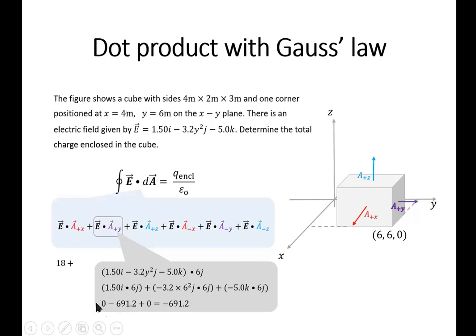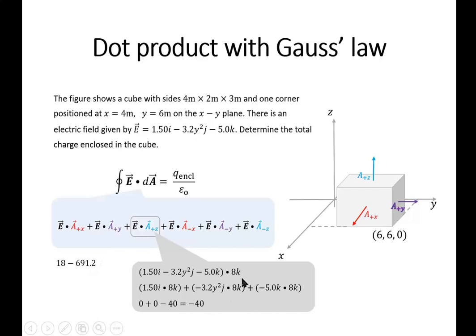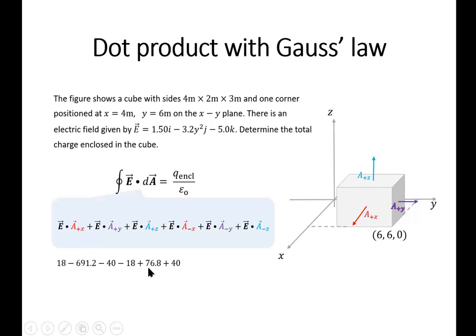All the other dot products are 0 because they don't have like unit vector terms. k dot j is 0. j dot i is also 0. We only have j dot j, which will give us this value. So our next term is going to be negative 691.2, which will place it here. We can go on to do this for the other 3 surfaces, and we have these terms for ourselves.